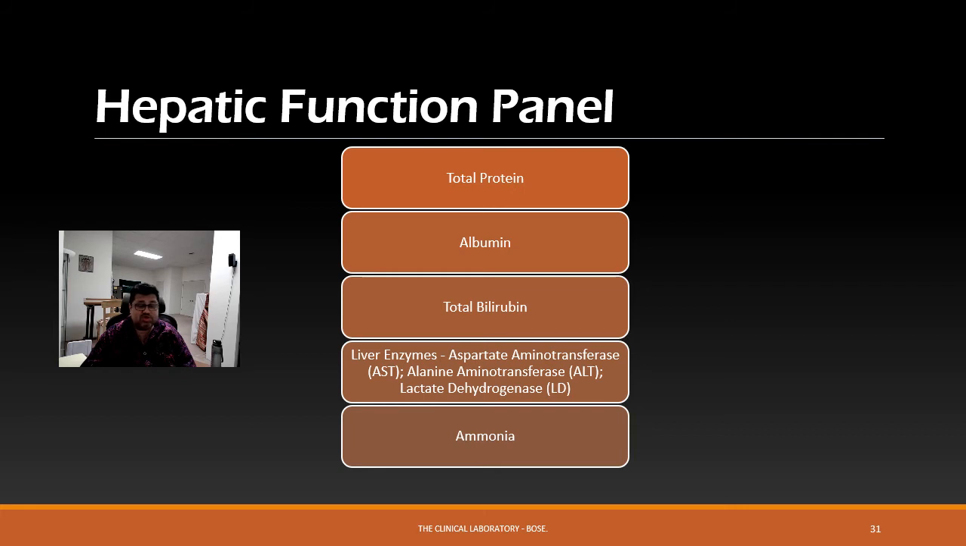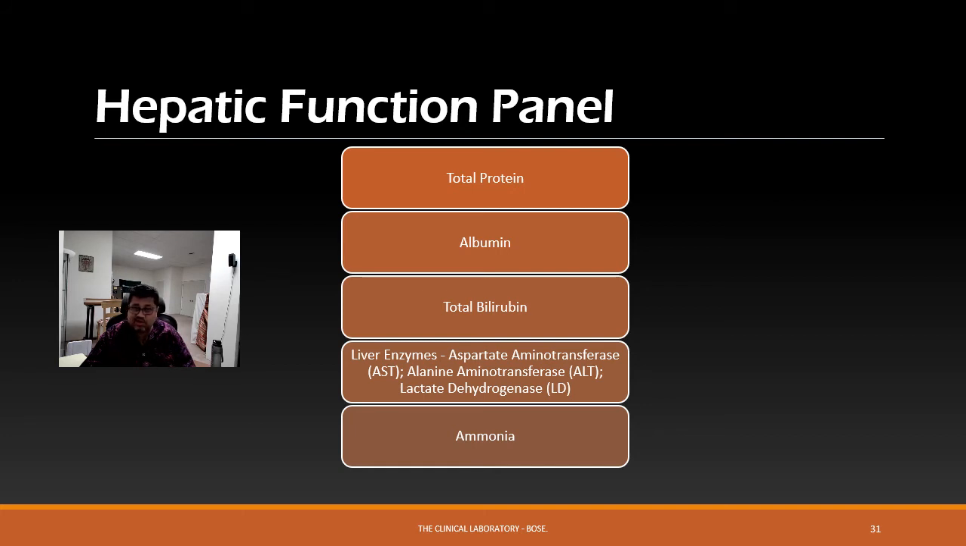This screen shows you the hepatic function panel, and you will see that a major component is albumin, which is protein, gives you an idea of the protein content of the body. And then liver enzymes. Liver enzymes are very important in assessing whether the liver is doing its job or if it is failing. And then ammonia. When the liver is failing, ammonia levels go high up.